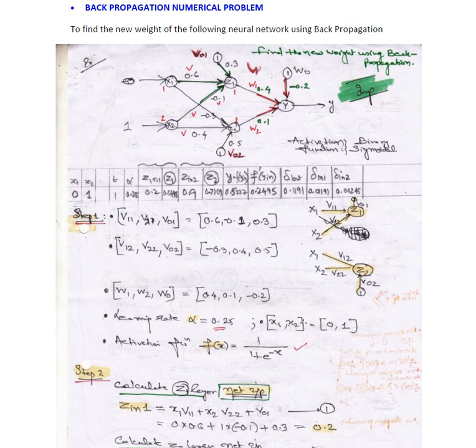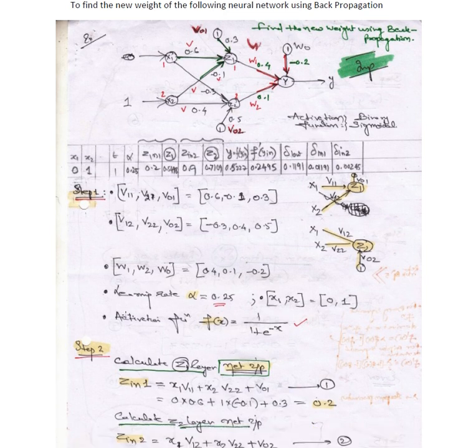Now the input is x1, x2 = 0, 1. The activation function f of x is equal to 1 upon 1 plus e to the power minus x. So everything is written in step 1. Now with this we have to start working. Now if you see step 2, you have to calculate Z1.